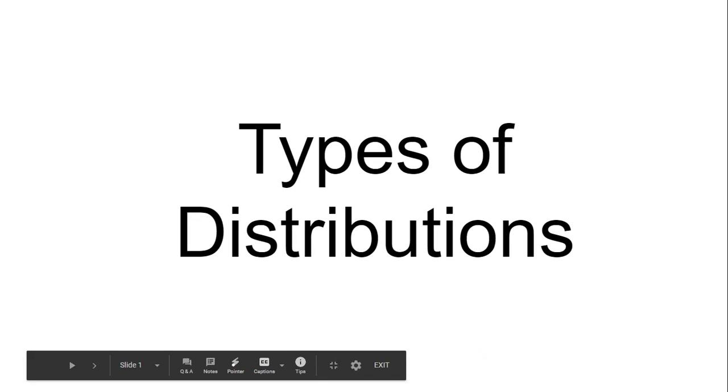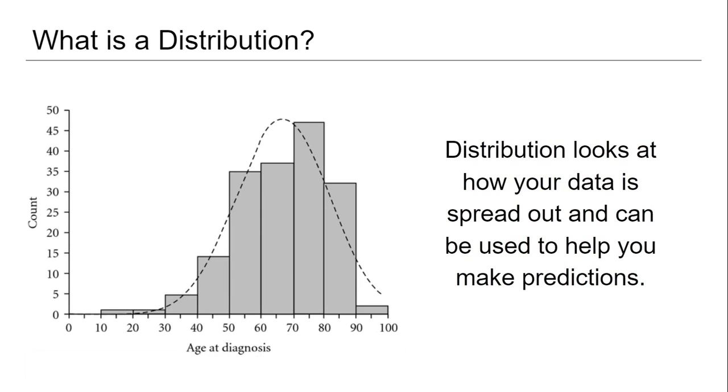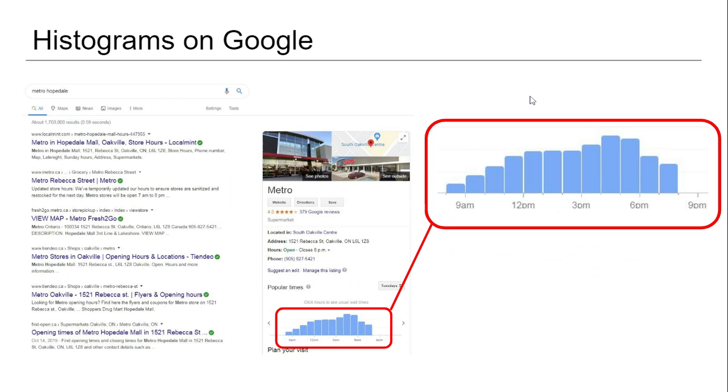Today we're going to be talking about types of distributions. A distribution is the way that your data is spread out when you make a histogram. And we can use the way that it's spread out and the patterns that it makes to see if we can make predictions. There are 5 different types of distributions that we are going to talk about today.